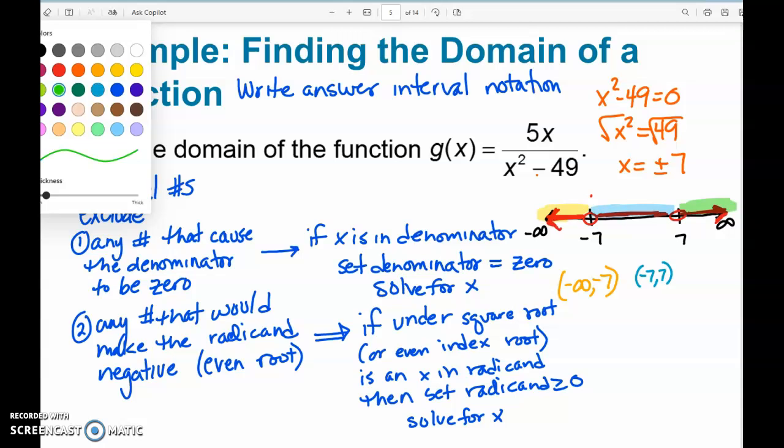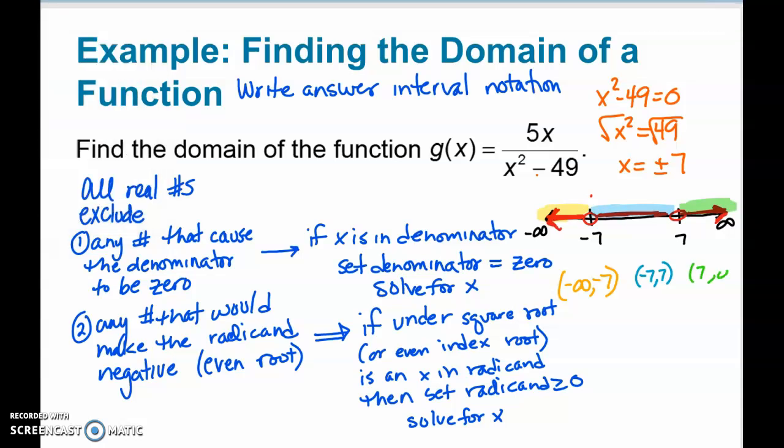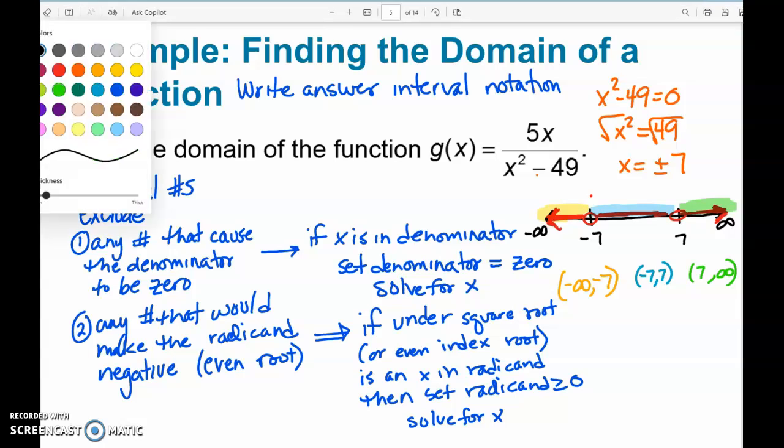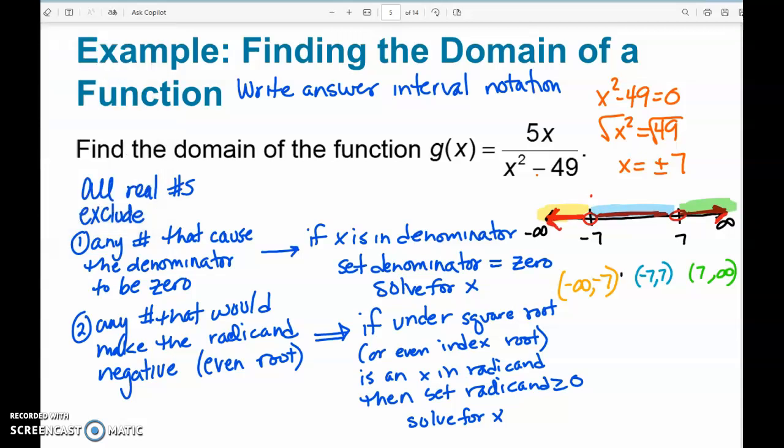And then lastly, I'm going from 7 to infinity. Positive infinity is always the concept of the largest number. So I'm putting that on the right, and I have the parenthesis on both of them because I'm excluding 7, and infinity always has a parenthesis touching it. And then I'll put this U in between, that's the union symbol, to tell the reader that it's the union of all 3 of these pieces. So this will be my answer here.